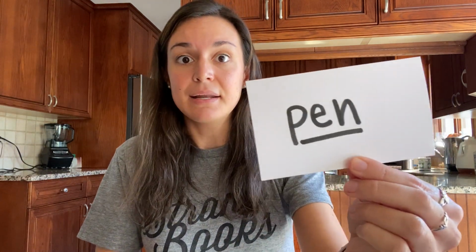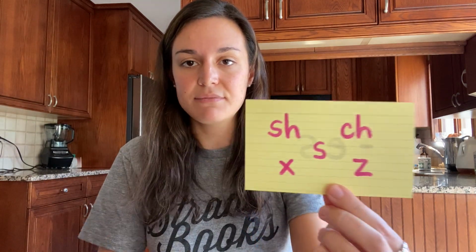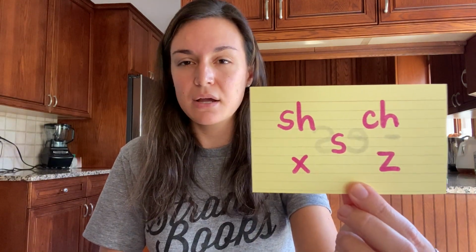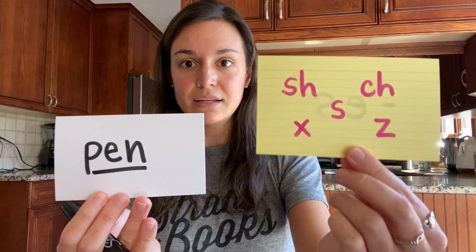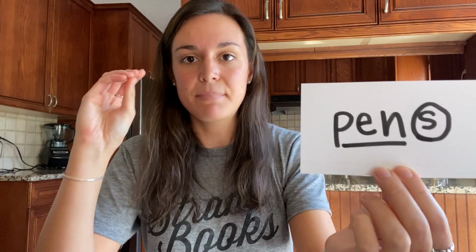P-E-N, pen. I hear a P at the beginning. E is the vowel E. N is the consonant N. I underlined that because my base word is pen. Now I need to add the suffix. Well, let me think. Is it S or ES? I know that if a base word ends in any of these letters, I have to use ES. But pen ends in N. N is not one of these letters, so that means I can just use an S. I'm going to add my suffix and circle it. If I was to read this word with tapping, I would tap out P-E-N, pen, pens.